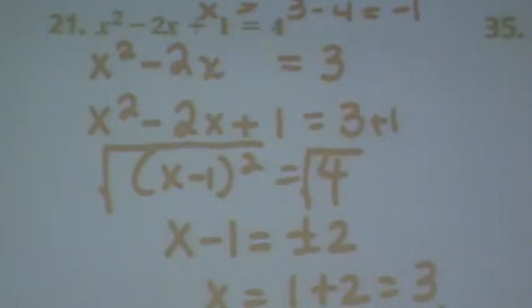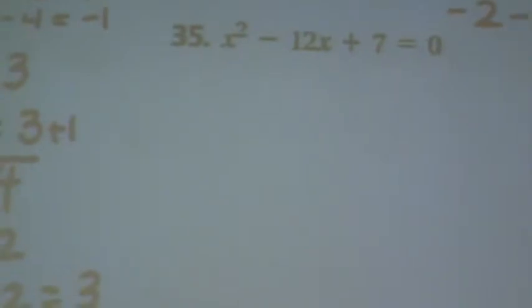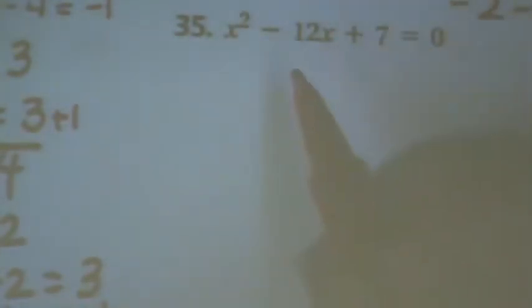Okay, let's try another one, 35. I want to see all your hands up with the right answer. Then I know that we all have this. So, everyone do 35. Don't look at my work until you're done.